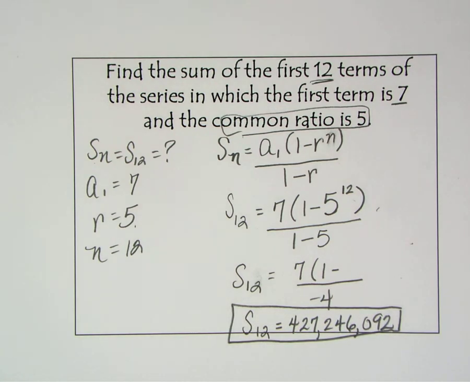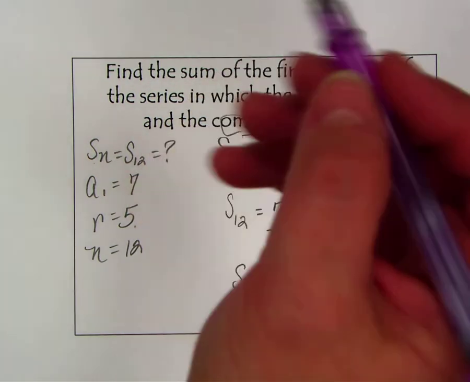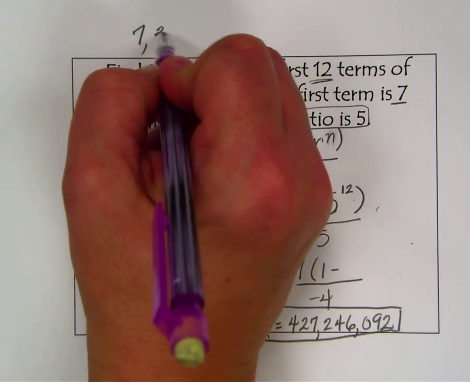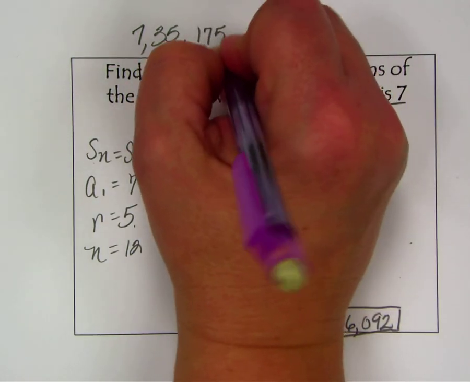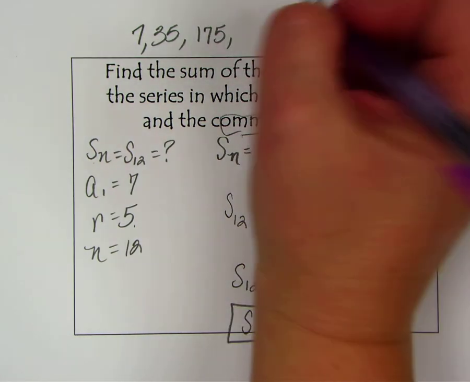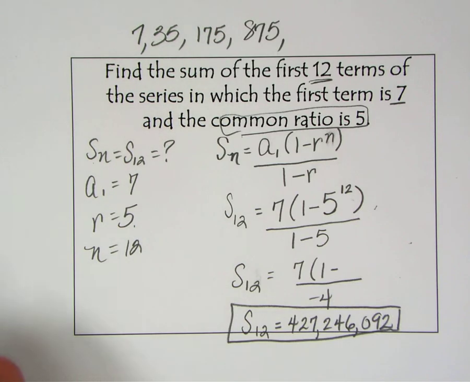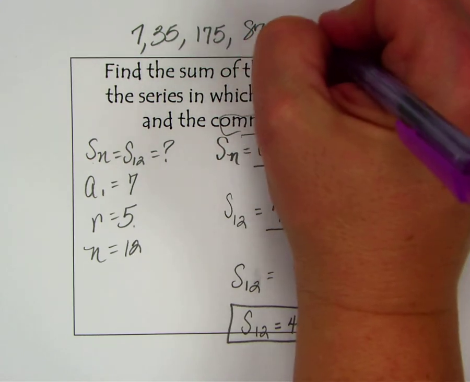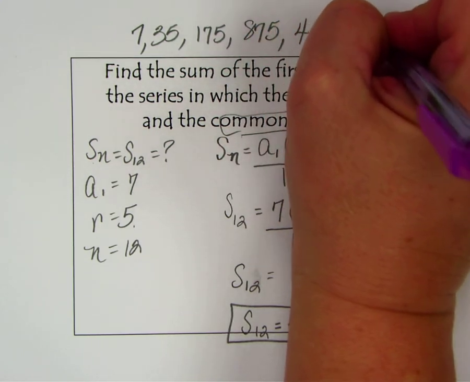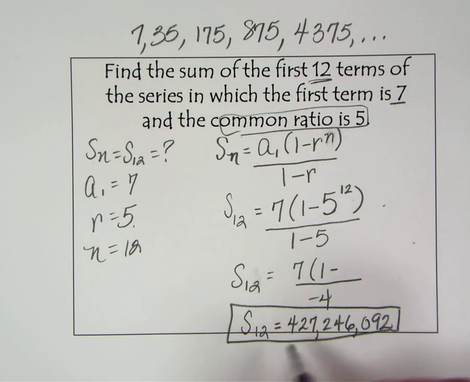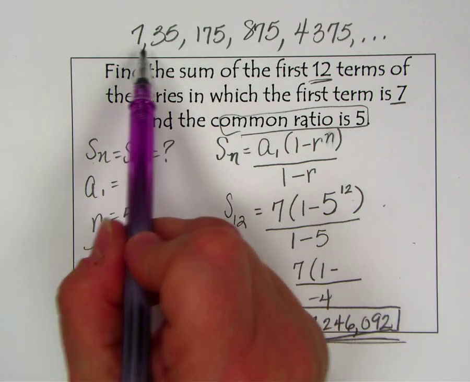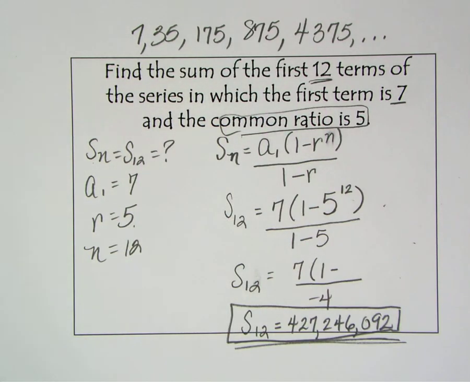Now I realize that number's huge, but think about what that geometric series looks like. It's 7, then I multiply by 5 to get 35, then I multiply that by 5 to get 175, then multiply that by 5 to get 875, then multiply that by 5 to get 4,375, and so on and so on. I do that for 12 terms, then I add all that together. So you can see why it would be big, because that is an exponential that's going to grow really fast.